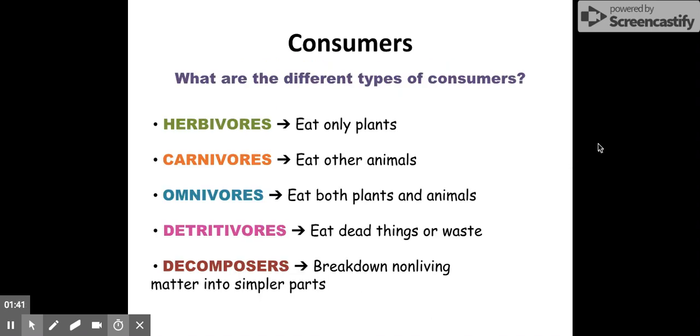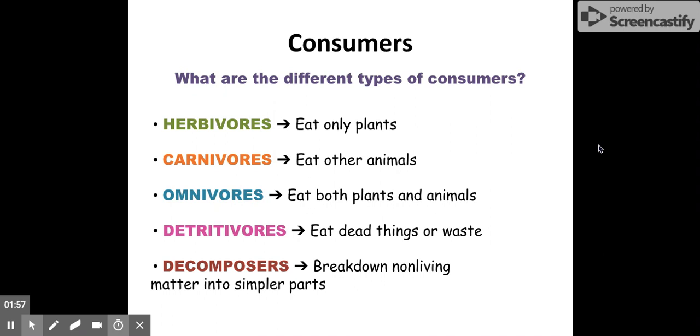Consumers can be further classified based on their diets. Those that eat only plants are called herbivores. Those that eat other animals, or are meat eaters, so to speak, are carnivores. Omnivores are organisms that eat both plants and animals.